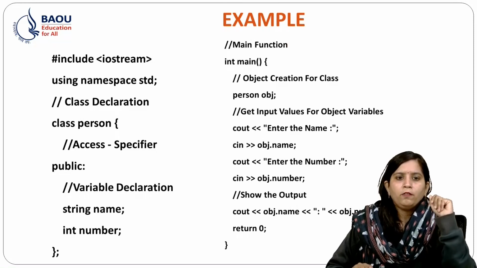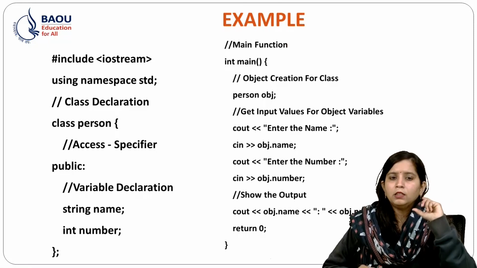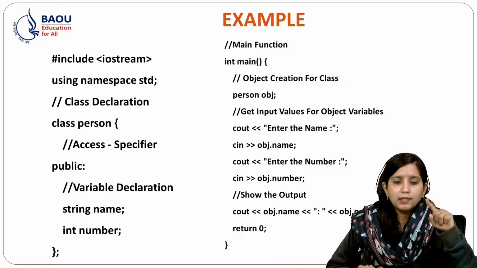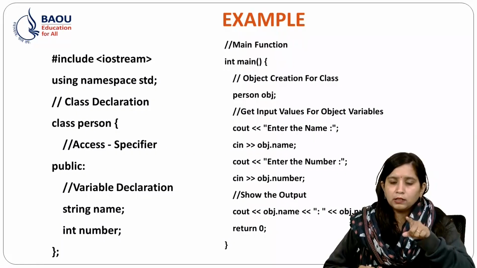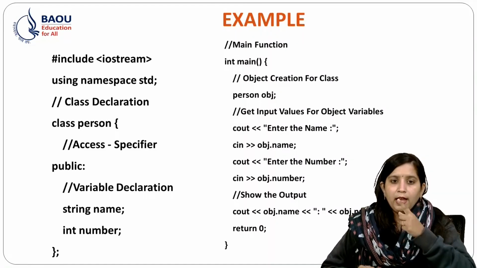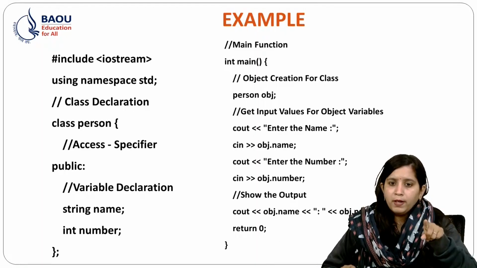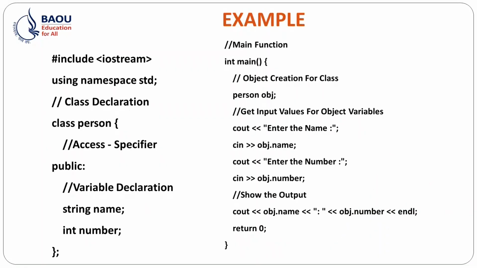Now let's see a simple example first. Over here, first of all, I have made a class called person. Class is a keyword. After that, person is a class name, and I have created one public specifier so that we can use these public variables outside the class. There are two variables in our class, that is string name and int number.